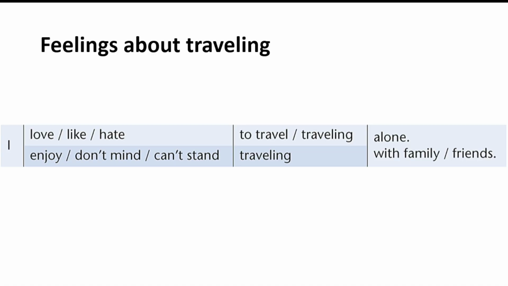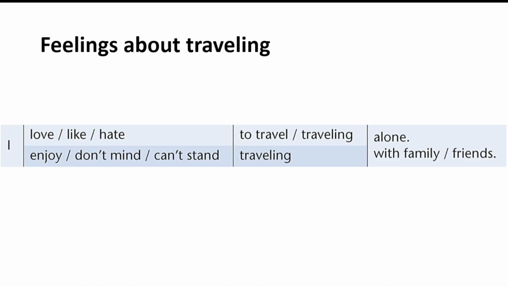So with the verbs love, like, and hate, it's possible to say the next verb in infinitive form, like to travel, or with the -ing form, gerund form, traveling, for example. And we have the complement at the end. So as a feeling about the trip, we can say, for example, I love to travel alone. Or it's possible to say, I love traveling alone.